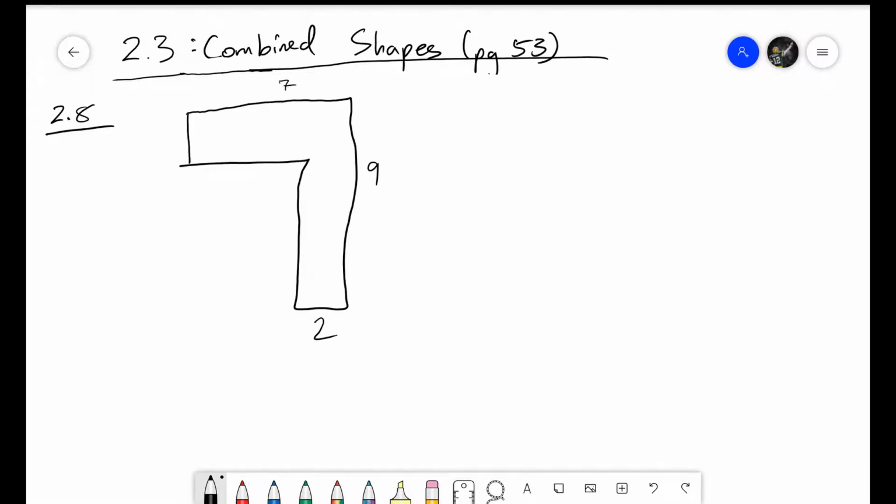Next problem is as follows. A mat with this shape is being sold at 20 rupees per square foot. If each of the side lengths is as given, what is the cost of the mat? So the first step is to find the area of the mat.